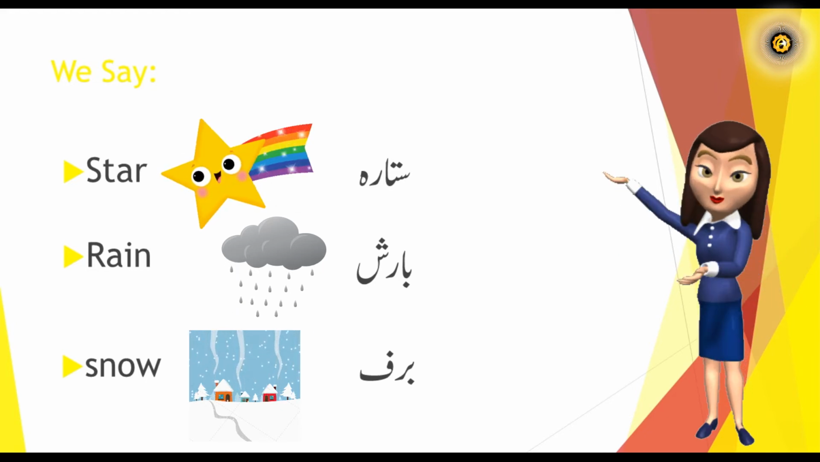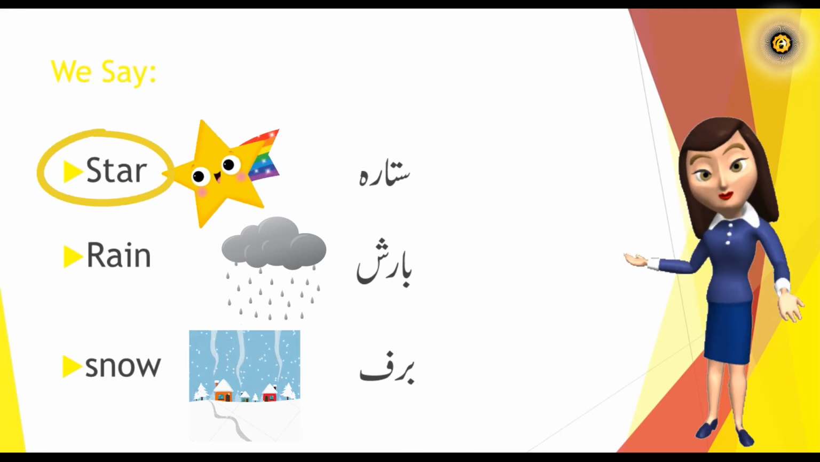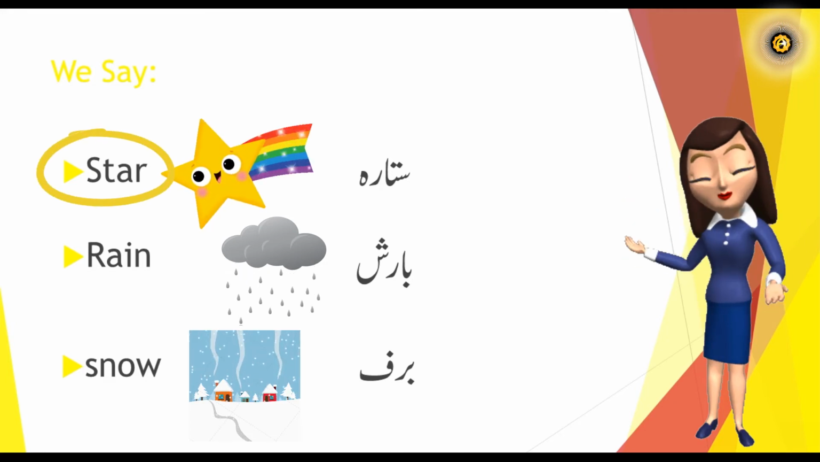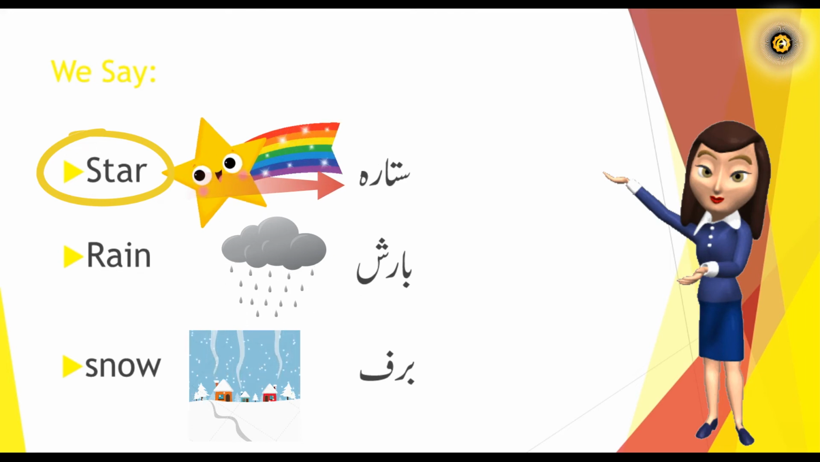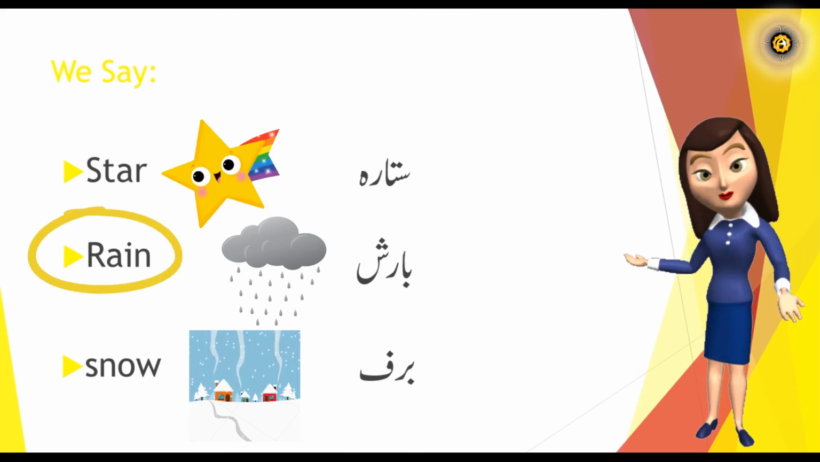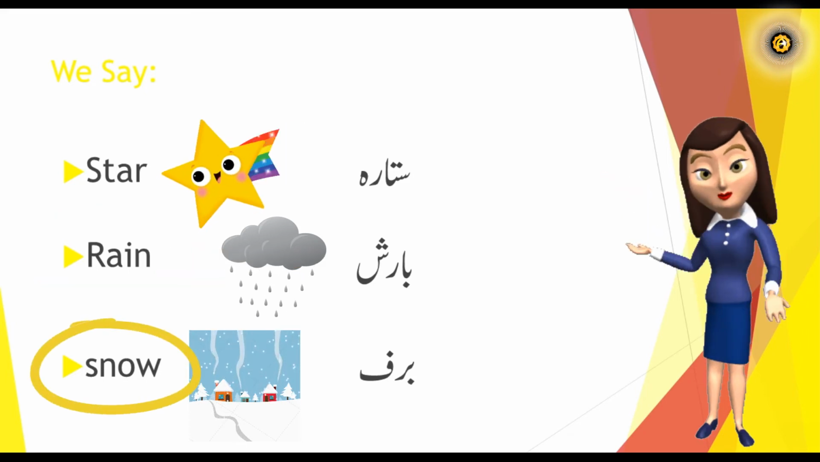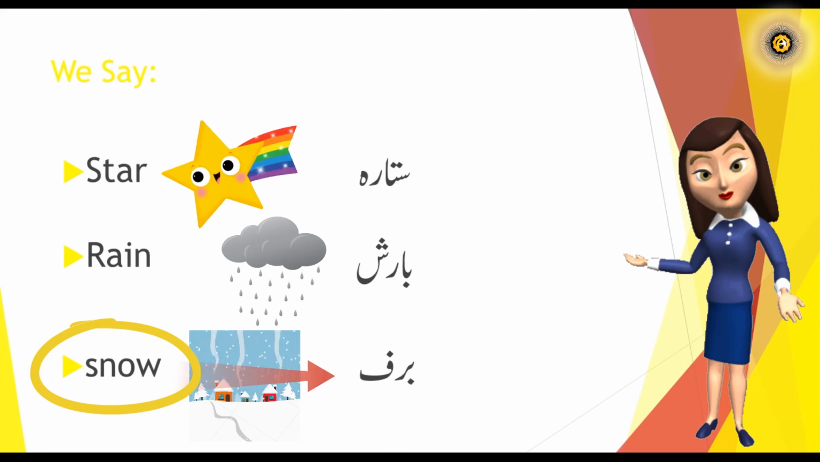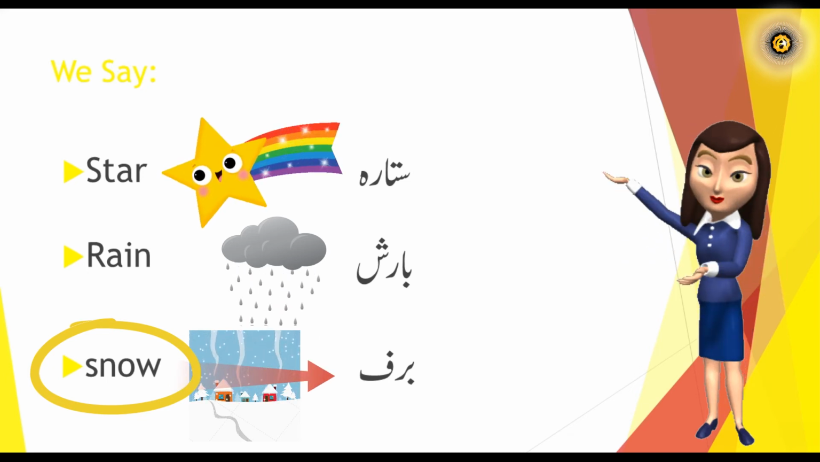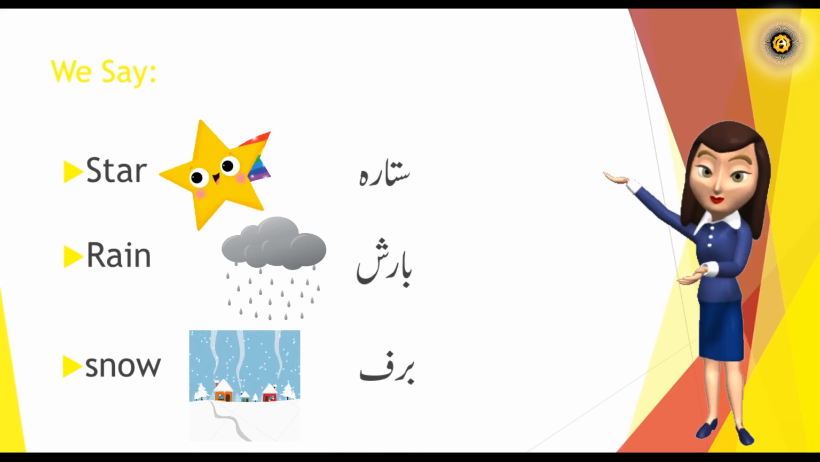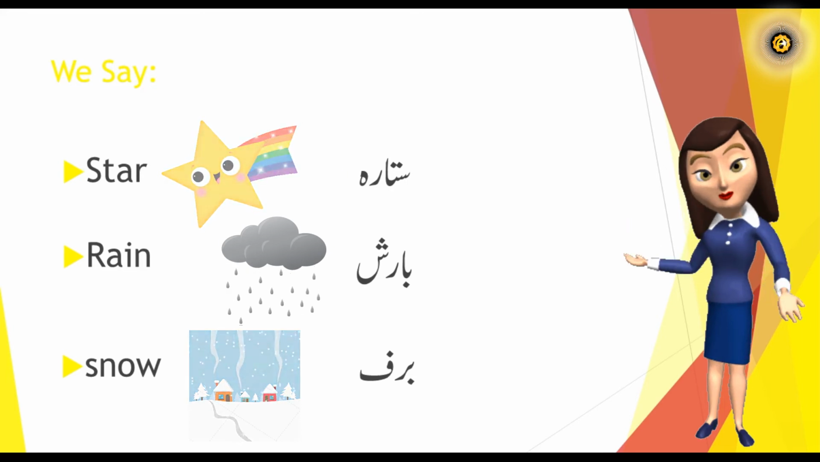First in English and then in Urdu. In English we say star. In Urdu it is sitara. In English we say rain. In Urdu it is barish. In English we say snow. In Urdu it is baraf. Repeat many times for practice, alright?